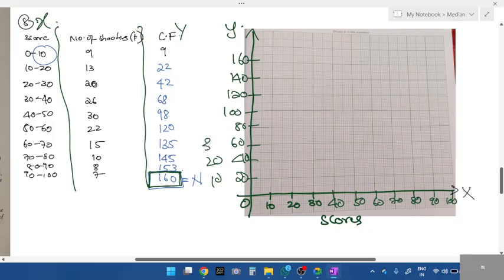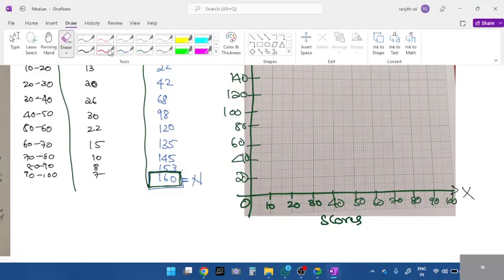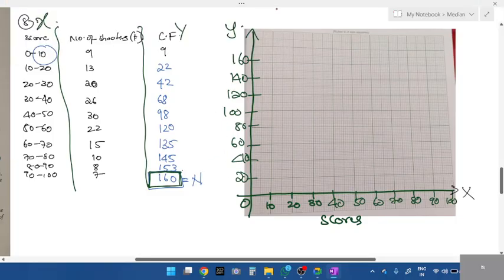If I take 10, 20, 30, will it come up to 160 in this graph? No. So you should think about that. And whenever scale is given, you don't have to write the scale because it is already mentioned. Fine? Don't write scale here.